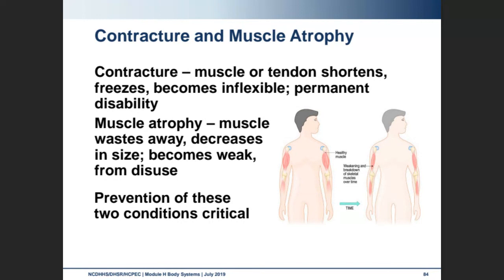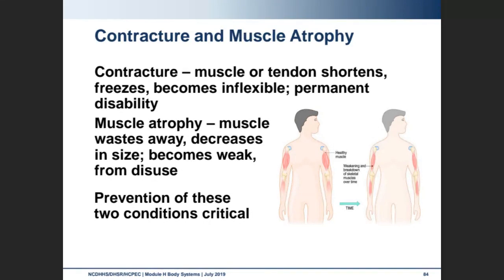Muscle atrophy is when a muscle wastes away, decreases in size, and becomes weak from disuse. This can happen for a variety of reasons, but a good example is you get a broken wrist, you have a cast for 6 weeks, you take that cast off, and you compare your two arms: one arm is super skinny and weak, the other is normal to what you were before. So in those cases, we can regain that muscle strength. But with muscle atrophy as well, prevention is key and critical for preventing contractures and muscle atrophy.